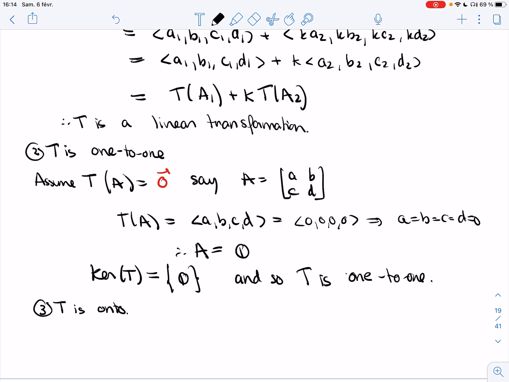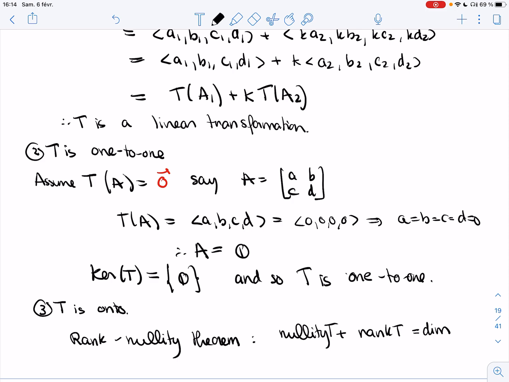All right, so I could prove that T is onto by finding a preimage, but I'll show you a shortcut here. We have the rank nullity theorem that cost us a good 15 minutes of our time. I actually filmed that one a bunch of times because my headset would stop working halfway. All right, the rank nullity theorem tells you that the nullity of T plus the rank of T is equal to the dimension of V.